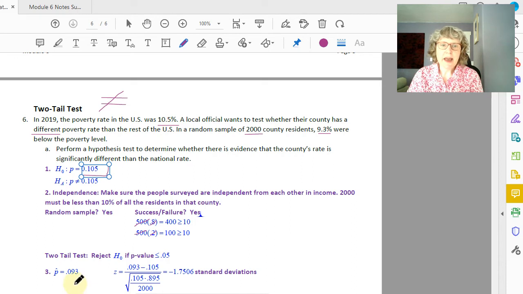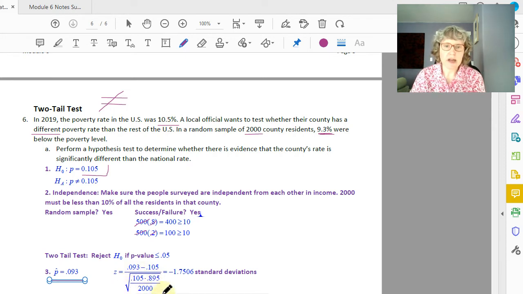Okay, so our p hat, now this is where we go back to the data. 9.3% were below the poverty level. So our p hat is 0.093. Okay, so now we want to know how likely is that to happen? How many standard deviations above or below the mean is that? So we do 0.093 minus p0, 0.105, over the square root of 0.105 times 0.895 over 2,000.